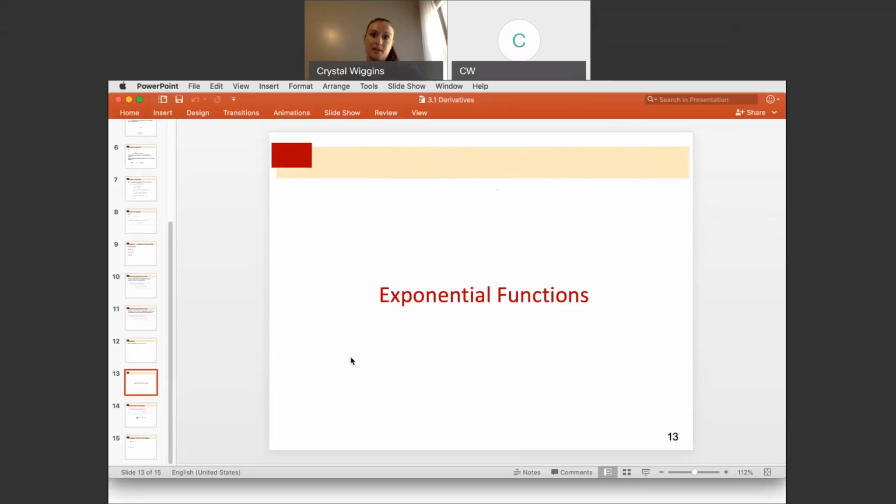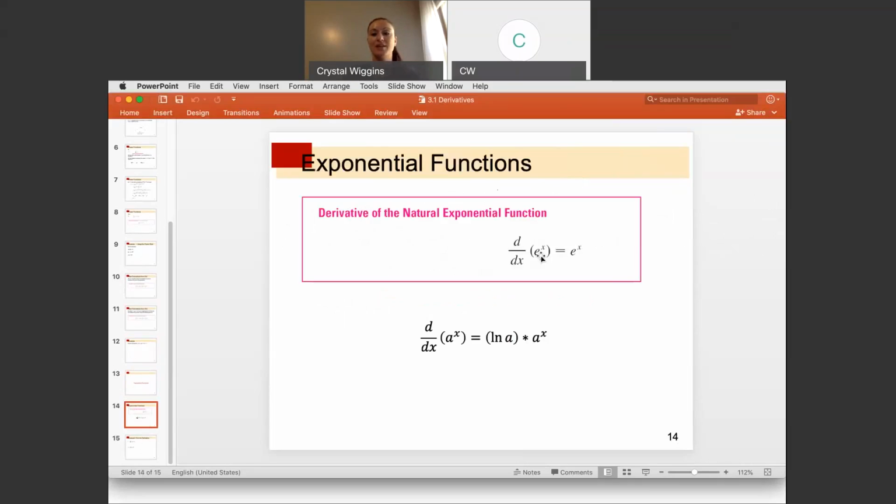Let's talk about exponential functions. Now, the exponential function is going to be your favorite because it's the easiest to take the derivative of. The derivative of the exponential is the exponential. So e to the x is e to the x.